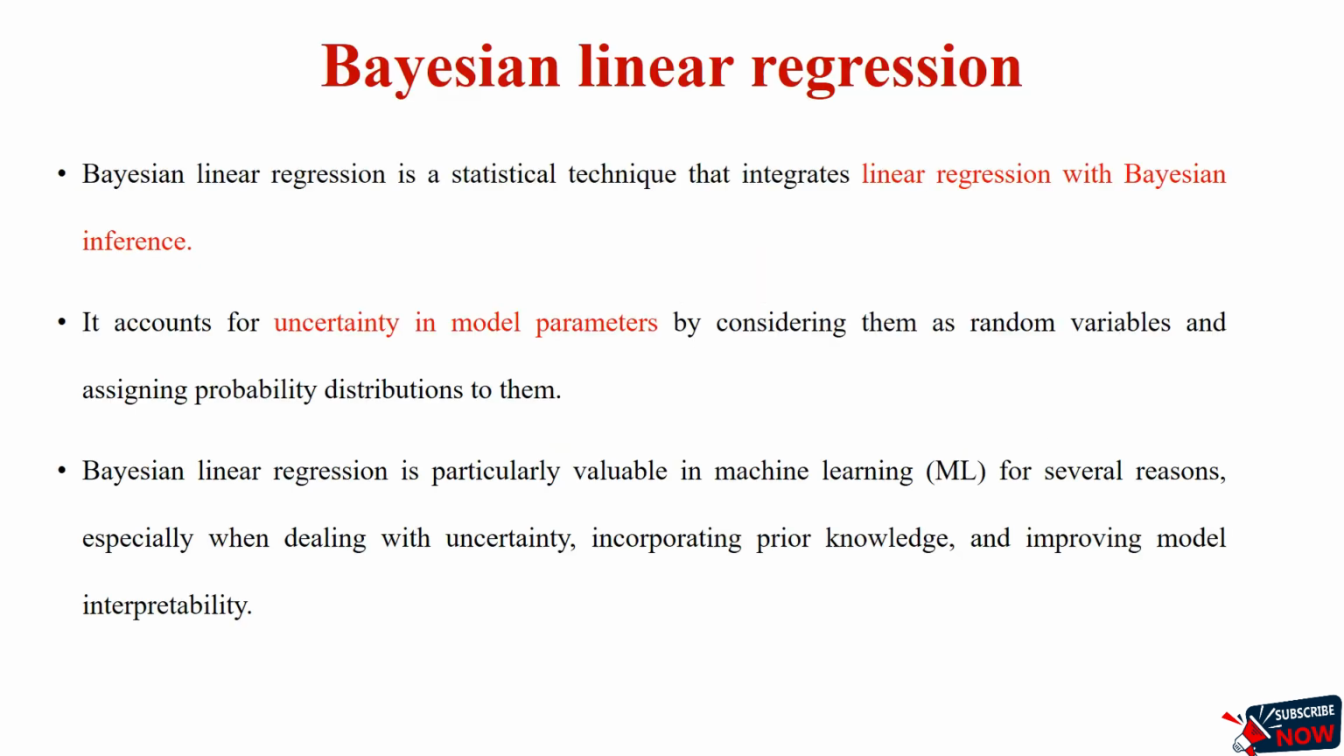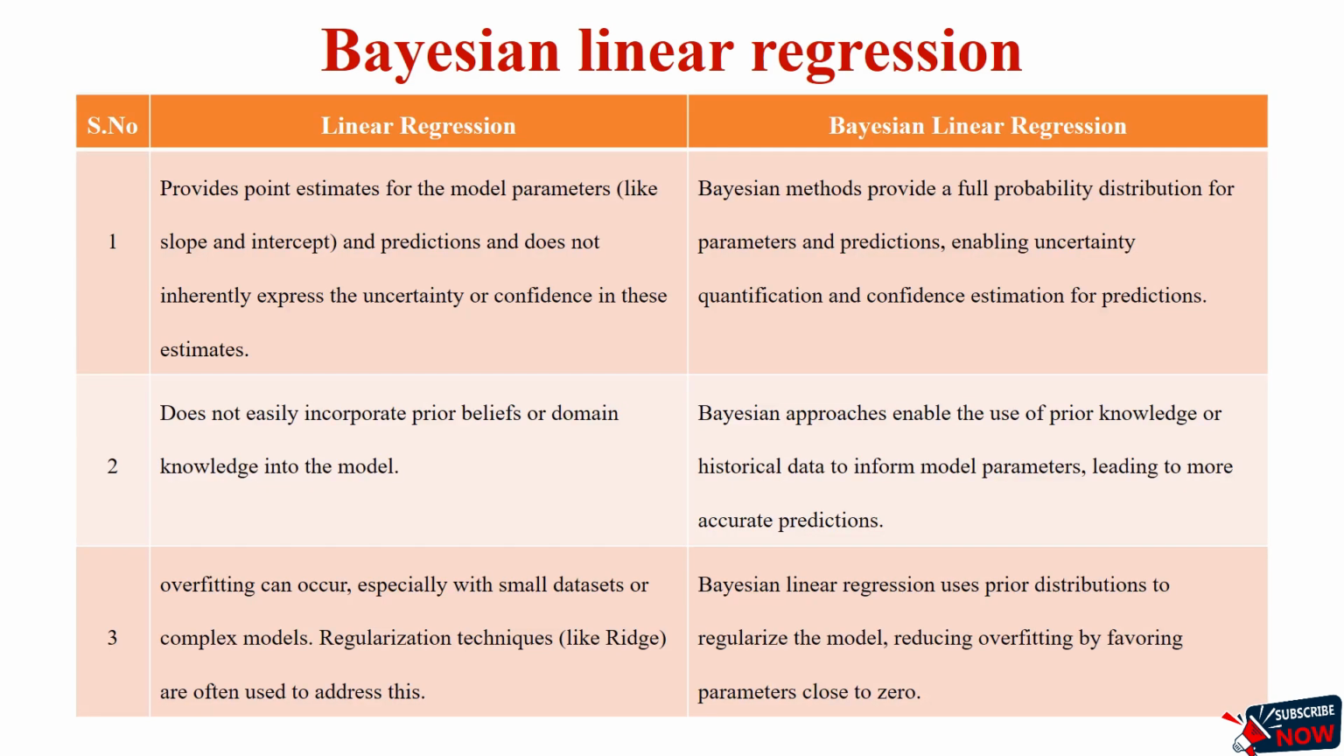Bayesian linear regression is a statistical technique that integrates linear regression with Bayesian inference. It accounts for the uncertainty in model parameters. Also, it is valuable in machine learning for so many reasons because it deals with uncertainty and incorporates prior knowledge. Also, it improves the model. Now, let us see the differences between linear regression and Bayesian linear regression.